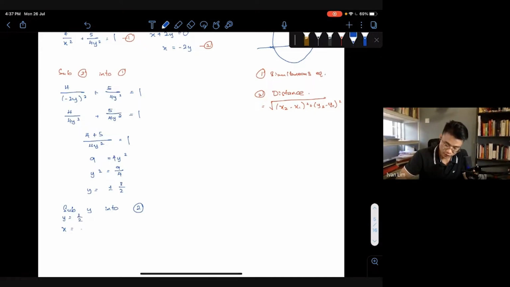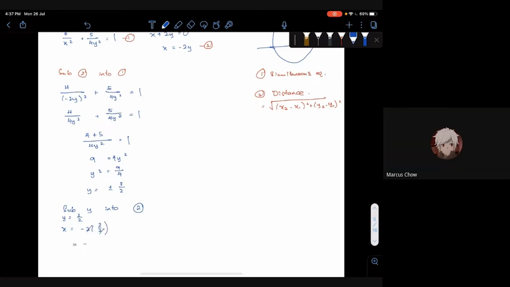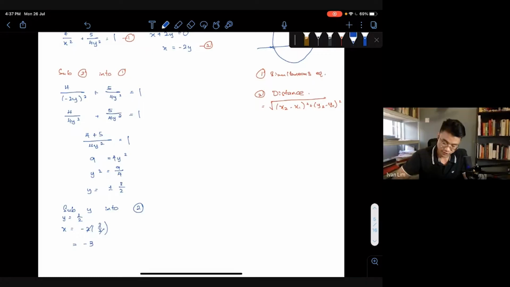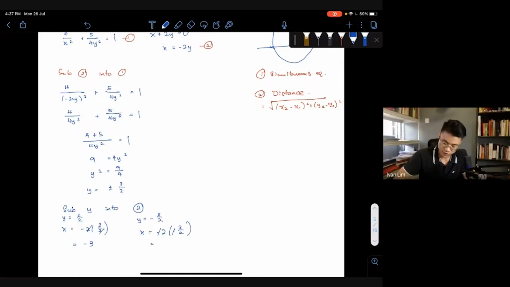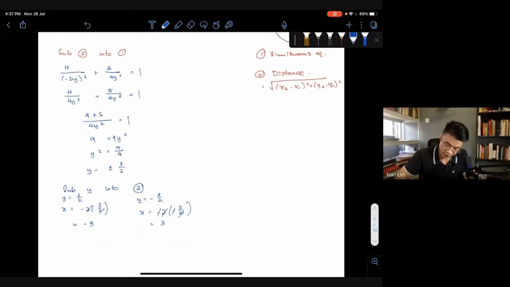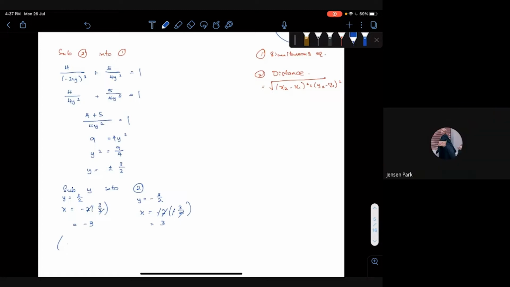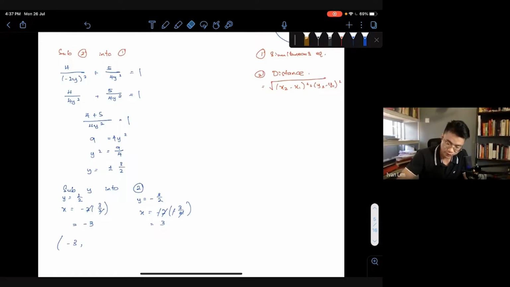When y equals 3 over 2, x equals negative 2 times 3 over 2, which is negative 3. When y equals negative 3 over 2, x equals negative 2 times negative 3 over 2, which is positive 3. So what is your pair? 3 and negative 1.5. Let's put it as 1.5, it's easier to sub in later. So the points are negative 3, 1.5 and 3, negative 1.5.